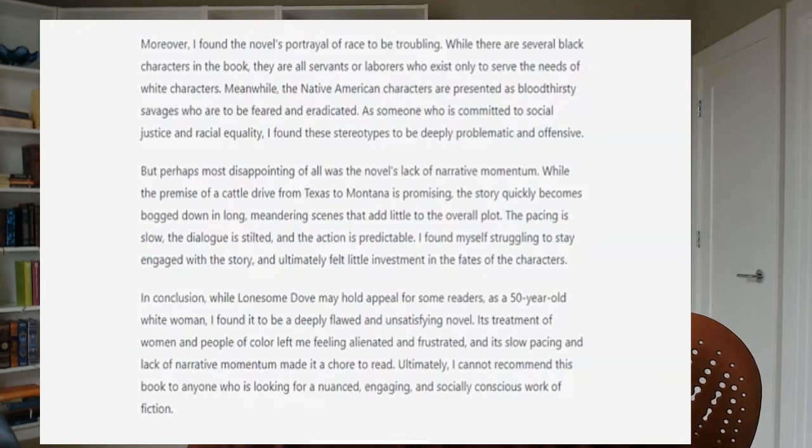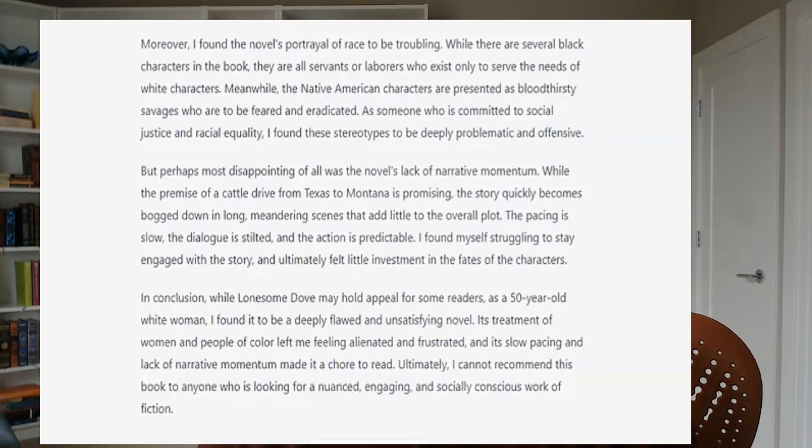The pacing is slow, the dialogue is stilted, and the action is predictable. I found myself struggling to stay engaged with the story and ultimately felt little investment in the fates of the characters. In conclusion, while Lonesome Dove may hold appeal for some readers, as a 50-year-old white woman, I found it to be a deeply flawed and unsatisfying novel.